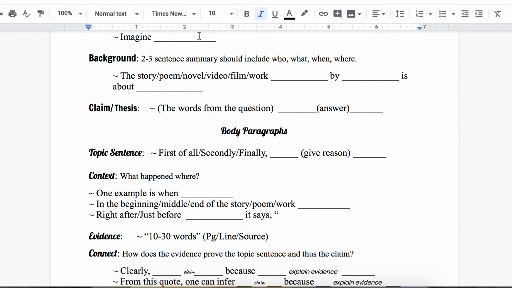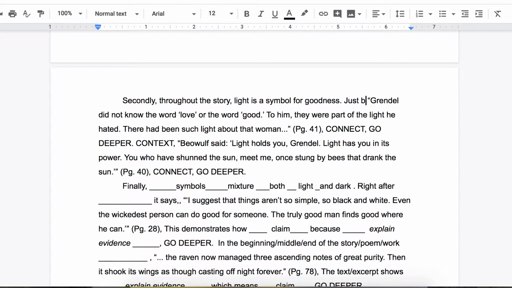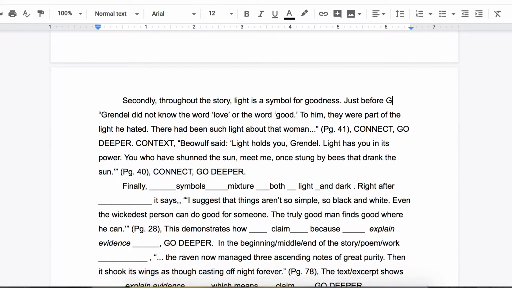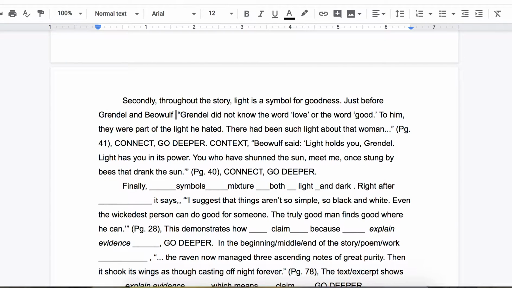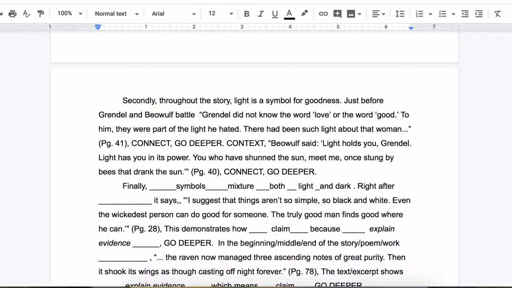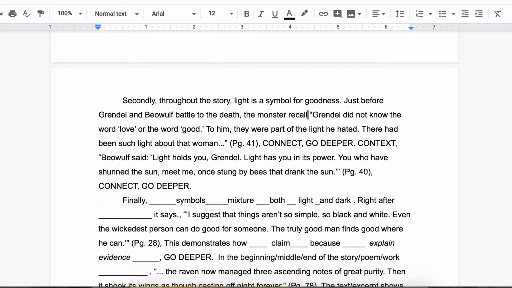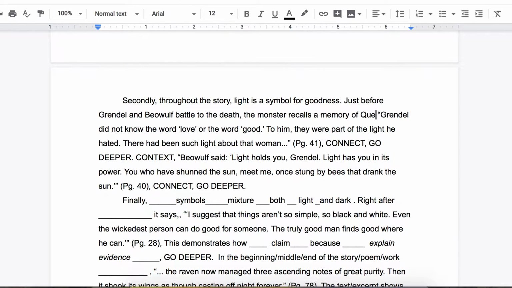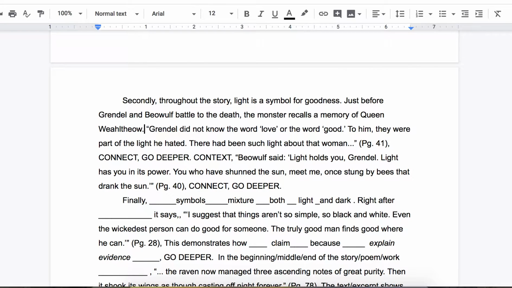Right after or just before. Oh, you know what? We could do just before Grendel and Beowulf battle to the death, the monster recalls a memory of Queen Wealhtheow. It's a tough one to spell. All right, so I use my sentence frame just before. So just before Grendel and Beowulf battle to the death, the monster recalls a memory of Queen Wealhtheow. And then this quote is his memory of Queen Wealhtheow. Now we're ready to connect.